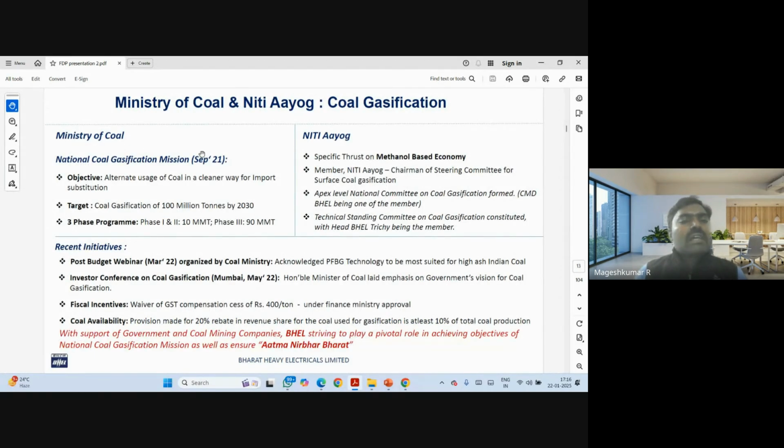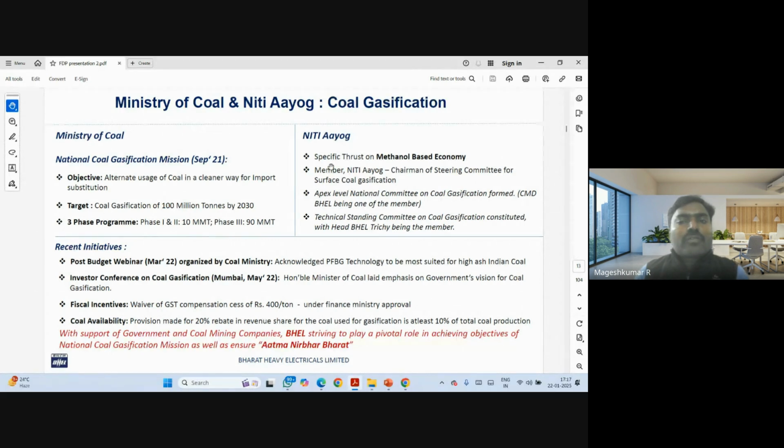So what was the target of the ministry? What I notified was mentioned over here. There is a 3-phase program by the government of India. Phase 1 and phase 2 are 10 million metric tons, and phase 3 is 90 million metric tons. Presently, technology and pilot scale have been done in many companies. Commercial scale is in progress.